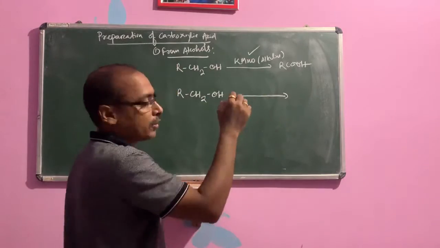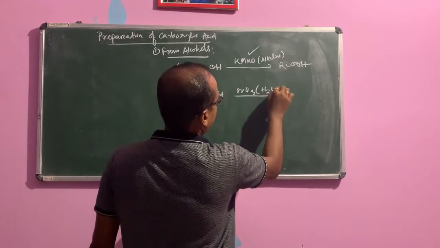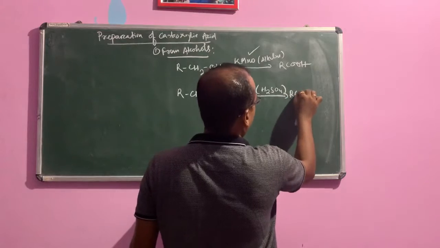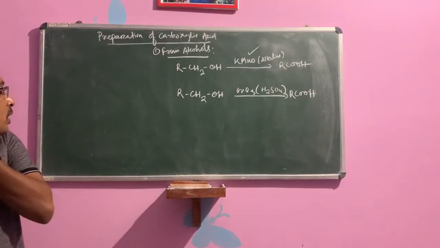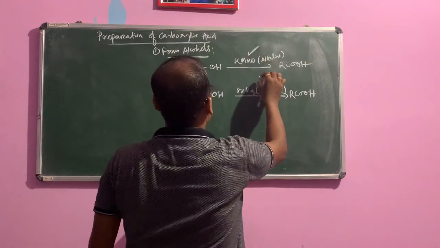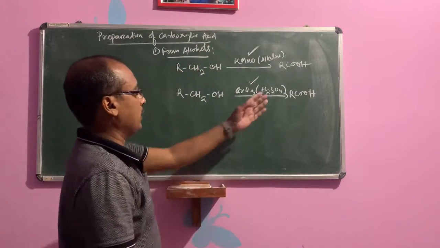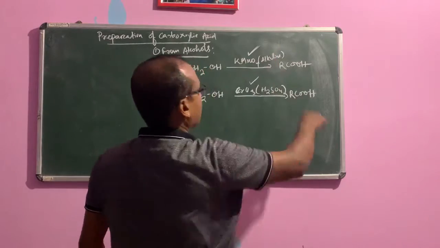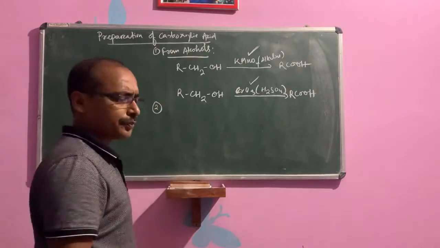you see this one, this is important: CrO3 in presence of H2SO4. It is also a strong oxidizing agent. It will form RCOOH. So these are all about the preparation using strong oxidizing agents, chromic oxide acid and potassium permanganate, alkaline or neutral. Then the second preparation.